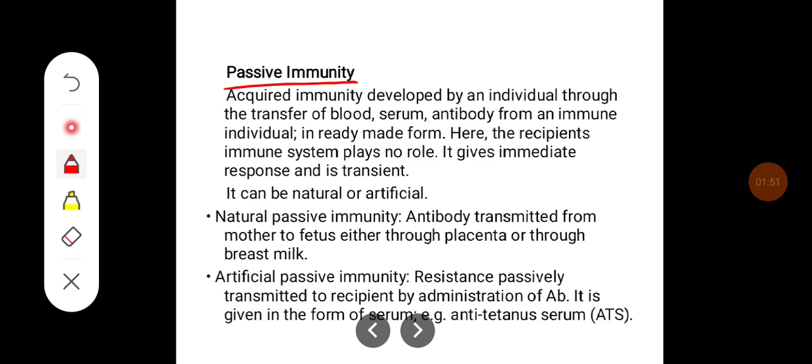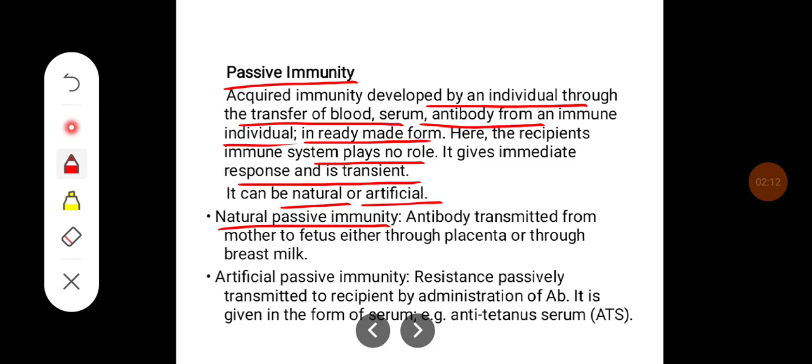Passive immunity is acquired immunity developed by an individual through the transfer of blood, serum, or antibody from an immune individual in a ready-made form. Here, the recipient's immune system plays no role. It gives an immediate response and is transient. It can be natural or artificial.